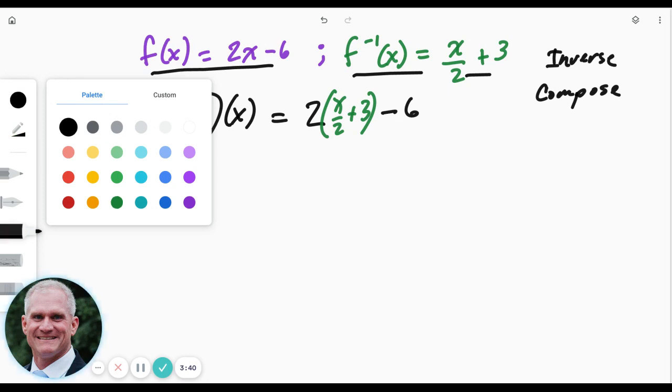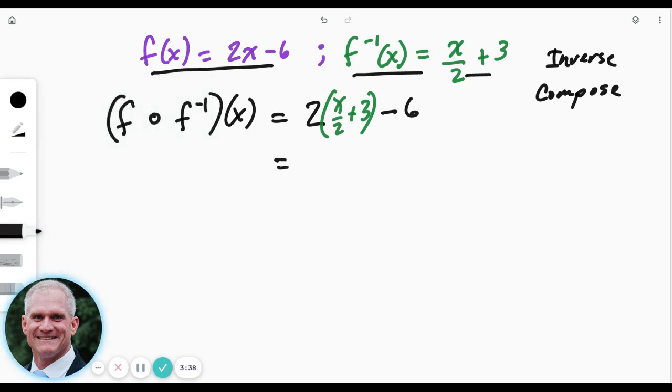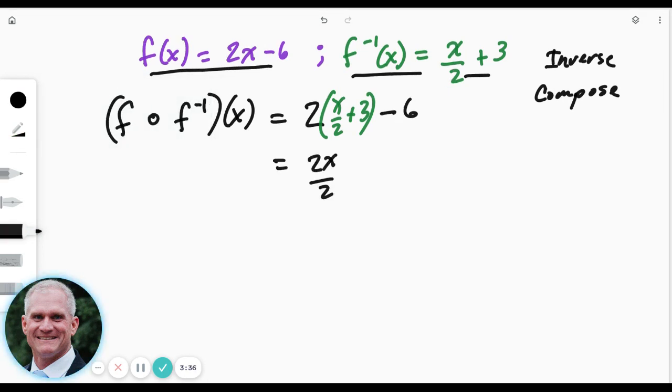We'll go back to our black and we'll say this equals 2x over 2 plus 6 minus 6 equals x plus 0. So that's it, x.